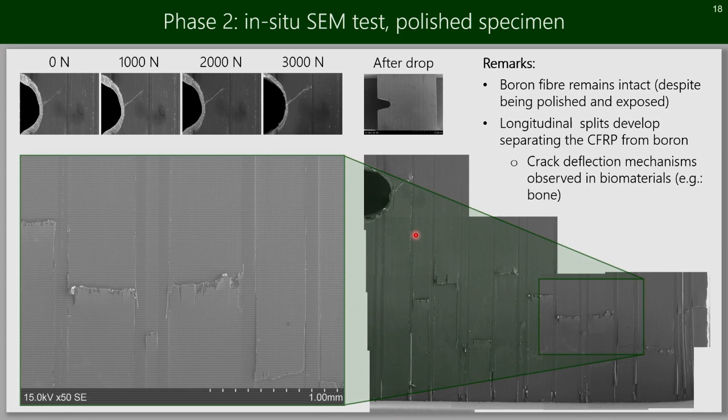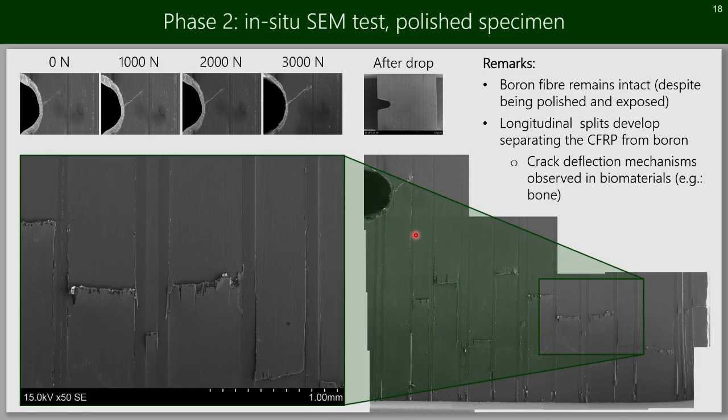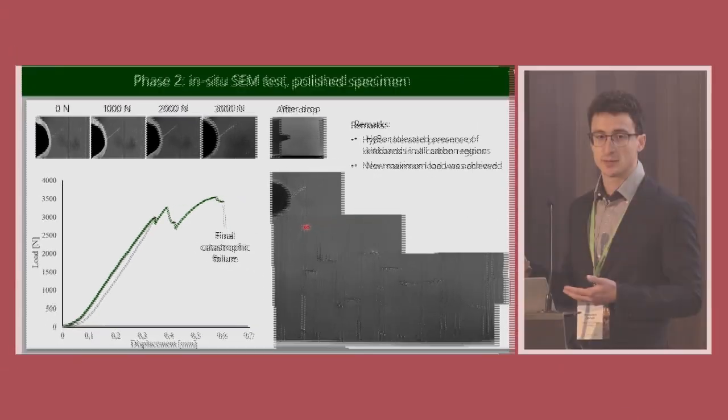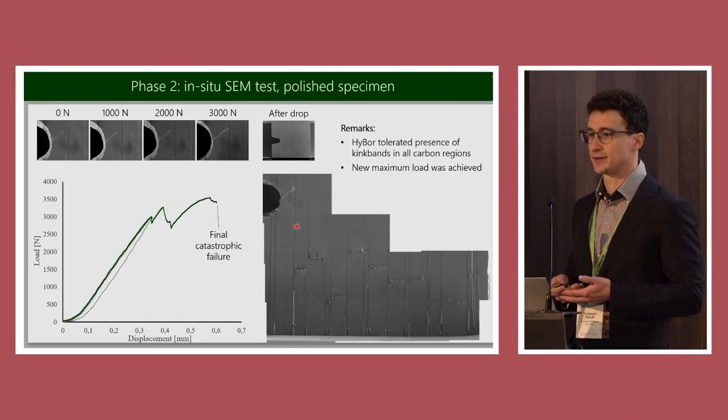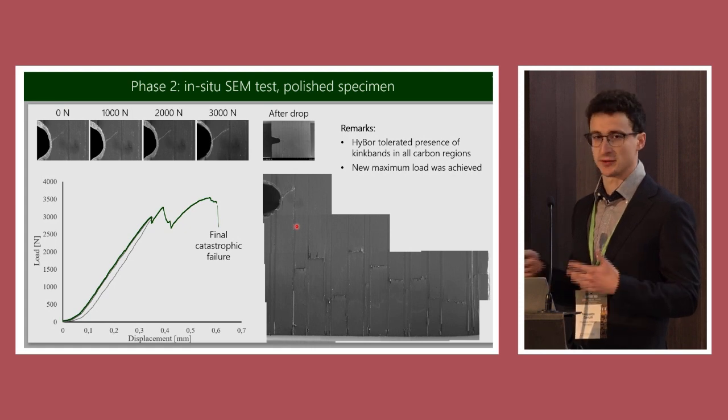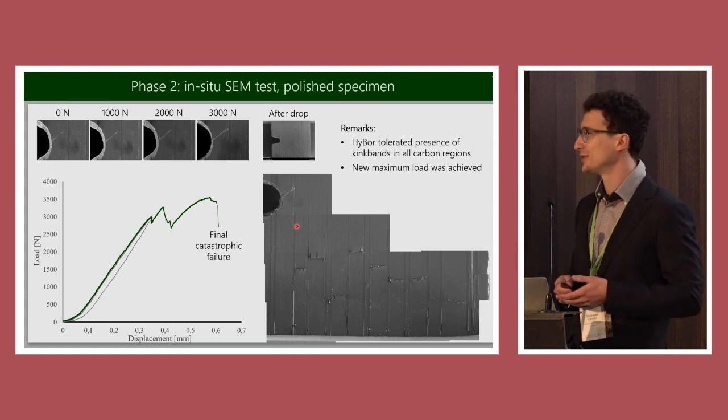This was consistent pretty much everywhere, be it kink band in plane or out of plane, and it was consistent throughout all our tests. It was even more interesting to see that when we loaded the specimen again, the material tolerated the presence of all these kink bands, and the load could increase further until we had final failure, but this was probably related to crushing at the end of the specimen, and then the specimen broke and everything fell apart.